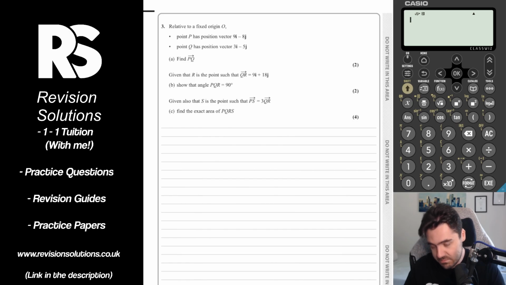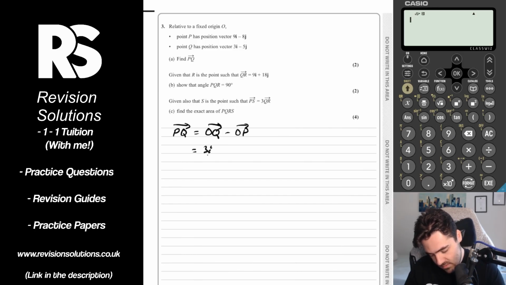So that's just simply subtracting the position vectors. PQ would be OQ minus OP. So that's going to be 3i minus 5j, take away 9i minus 8j. So 3 minus 9, that's minus 6i. And then minus 5, double minus 8, that's going to be plus 3j.